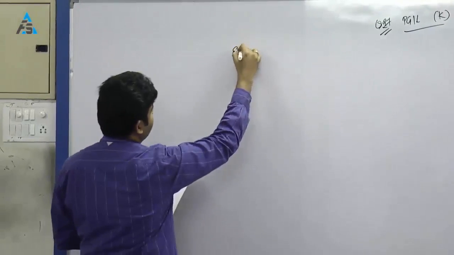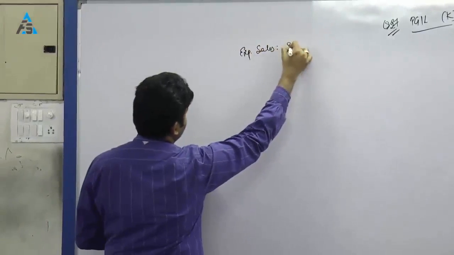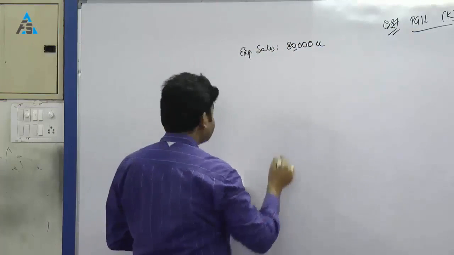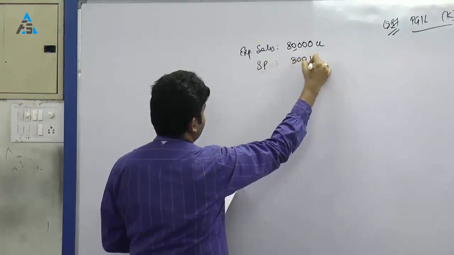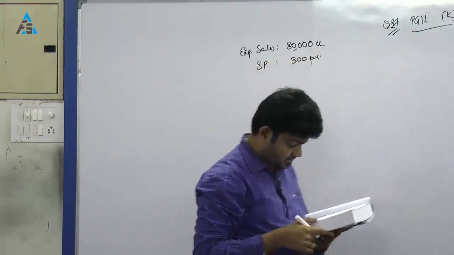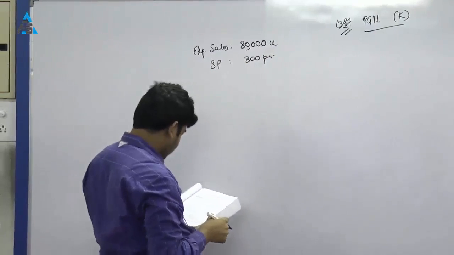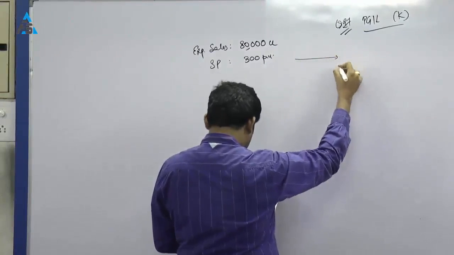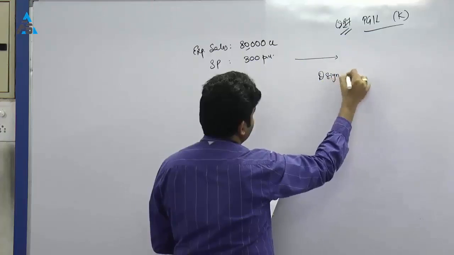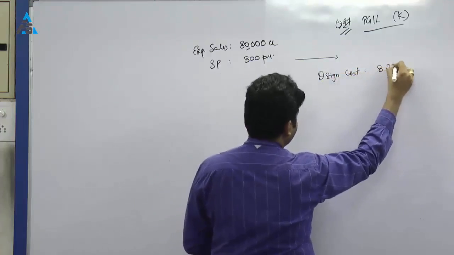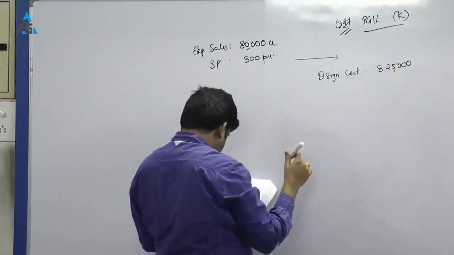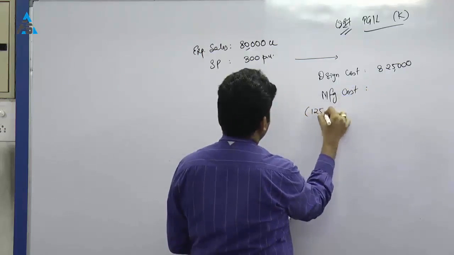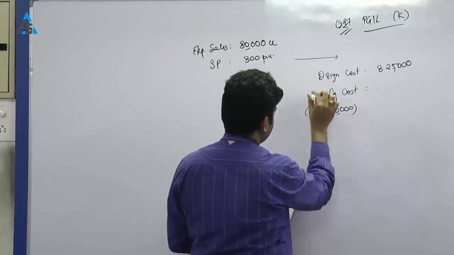So expected sales is 80,000 units. Selling price is 300 per unit. Data pertaining to the product K are as follows. Cost of design and development of mold, dies and other tools. So that cost they have given. I will write down here in short as design cost, which is 8,25,000. Then you have manufacturing cost, which they have given as 125 per unit. So it will be 125 into 80,000.